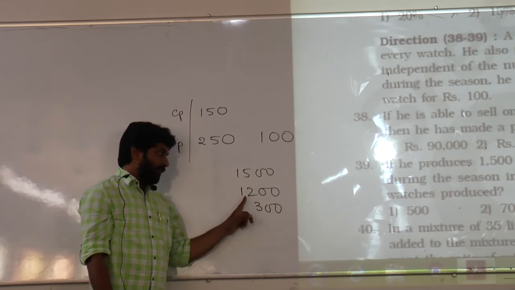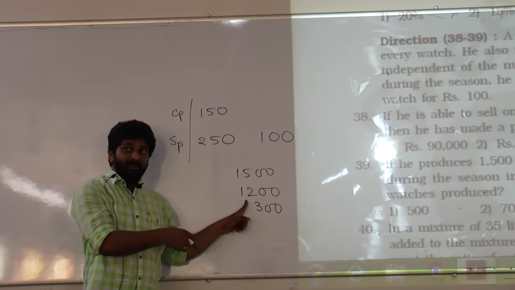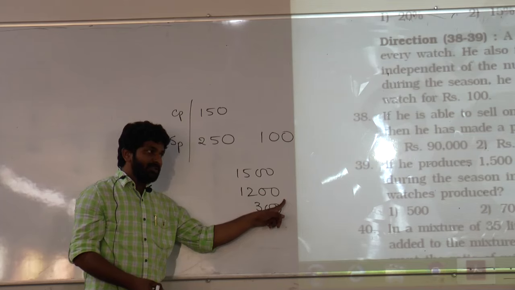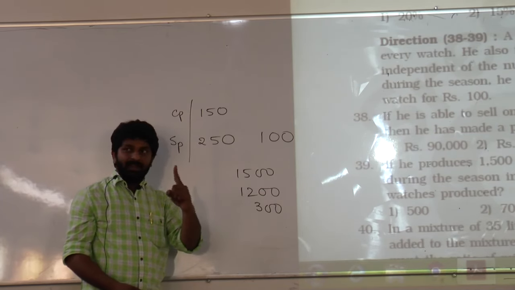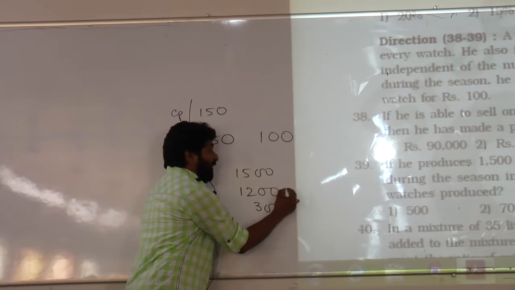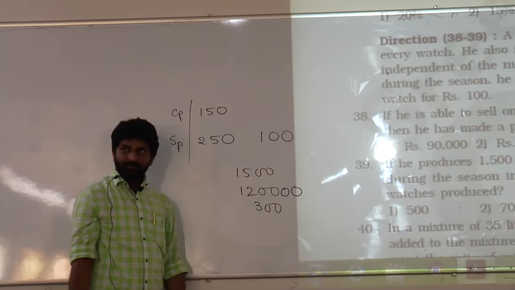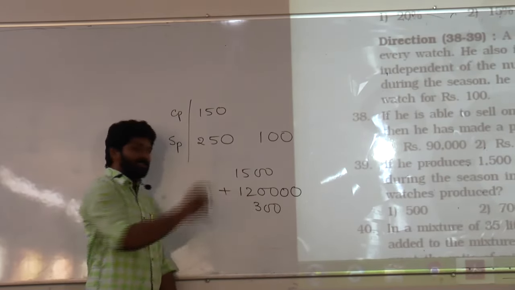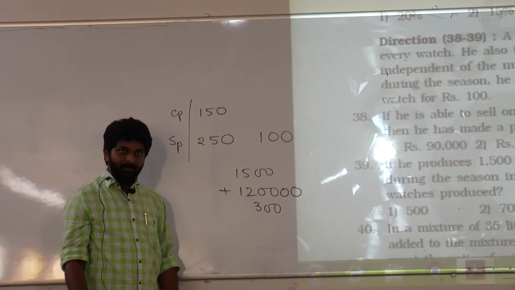100 rupees. During the season, he is able to sell 1200 watches. So for every watch, he will get 100 rupees profit. For 1200 watches, he will get 1200 into 100. This much profit. Plus. Is that okay? Right.